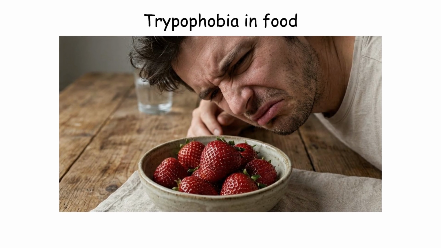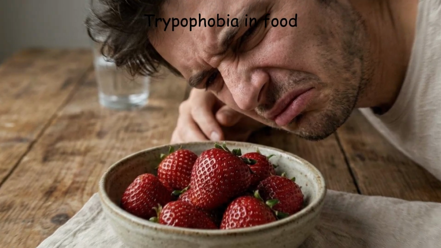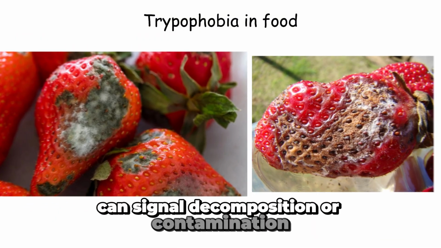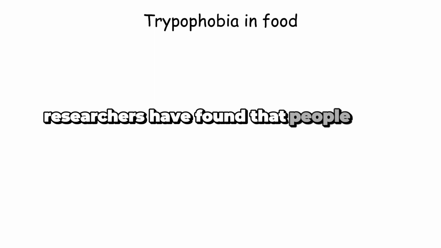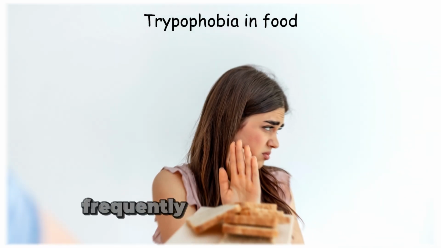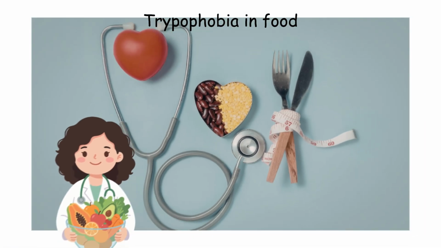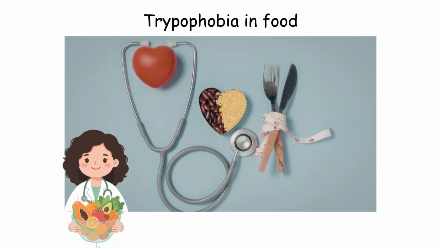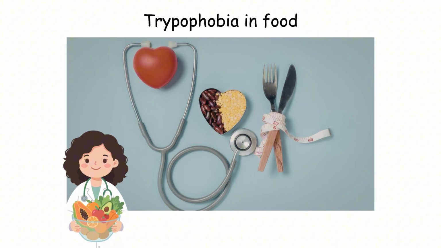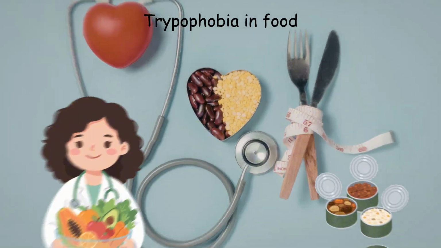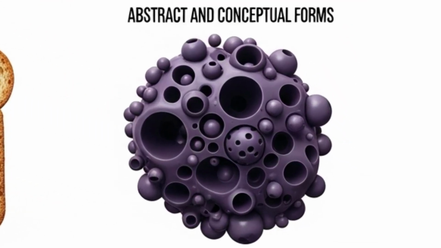Your brain is saying, "This looks dangerous to eat." Again, it's that evolutionary mechanism in action. Patterns in food can signal decomposition or contamination. Researchers have found that people with this form of trypophobia frequently develop nutritional deficiencies by avoiding healthy foods. Nutritionists report that patients with this condition need alternative strategies, such as eating processed foods or different forms to maintain adequate nutritional intake.